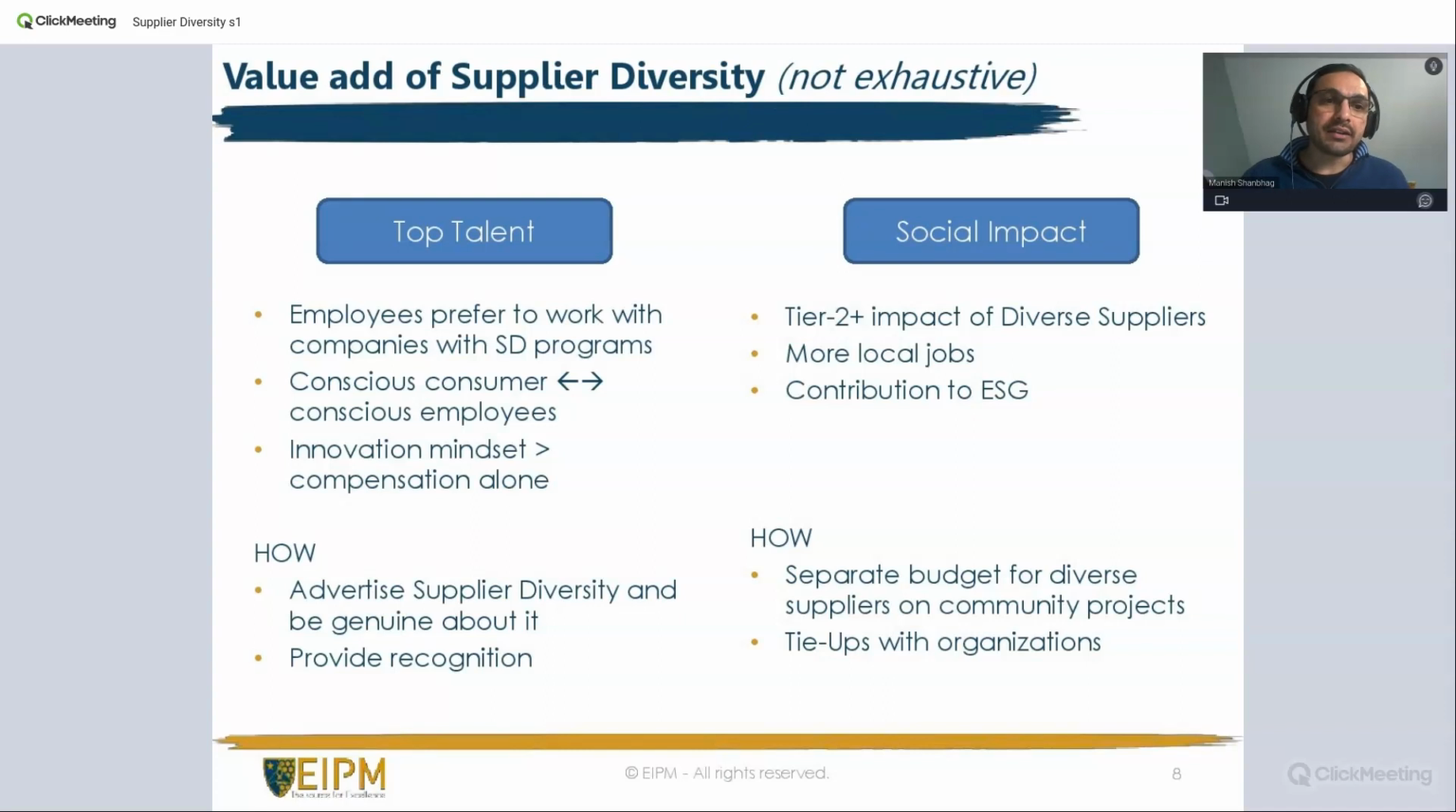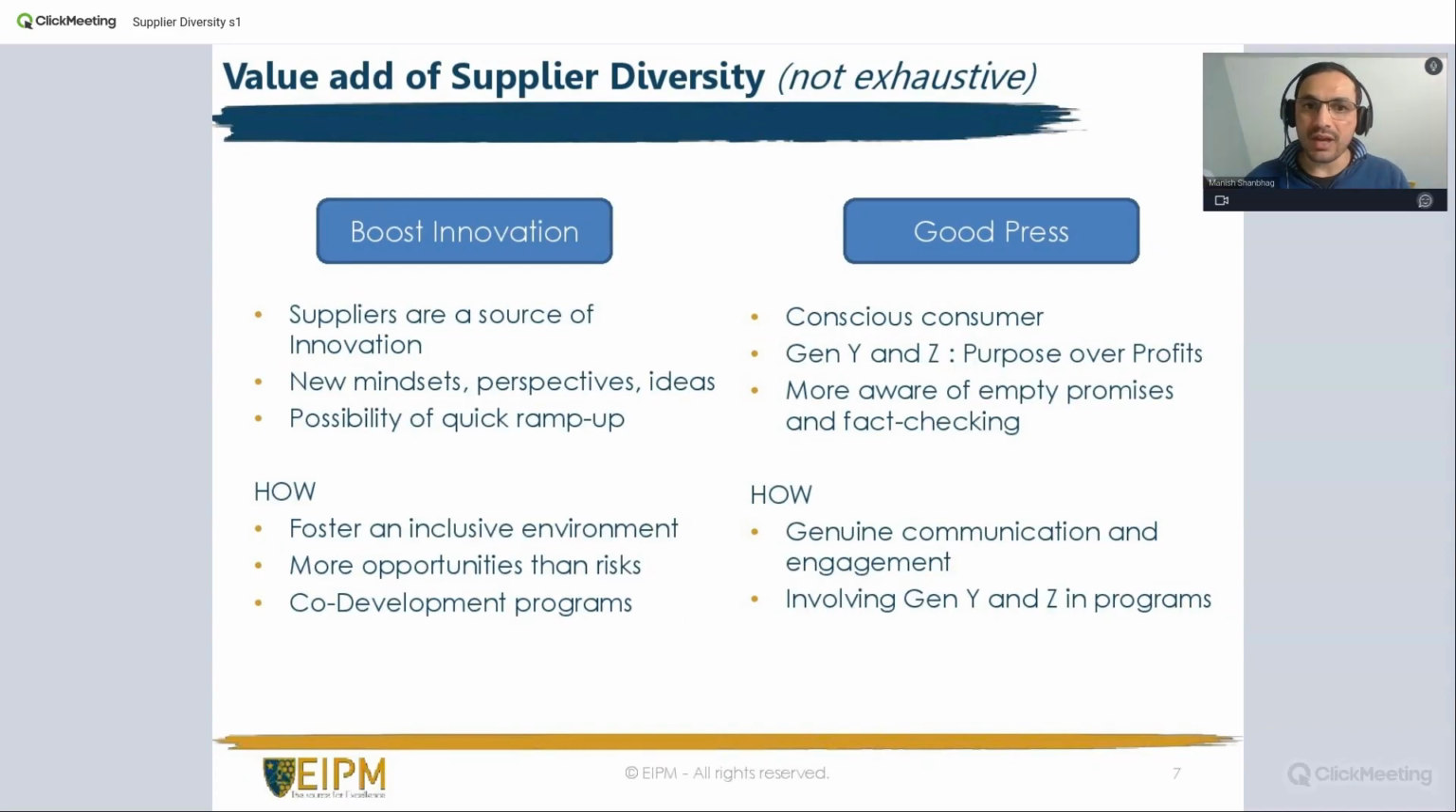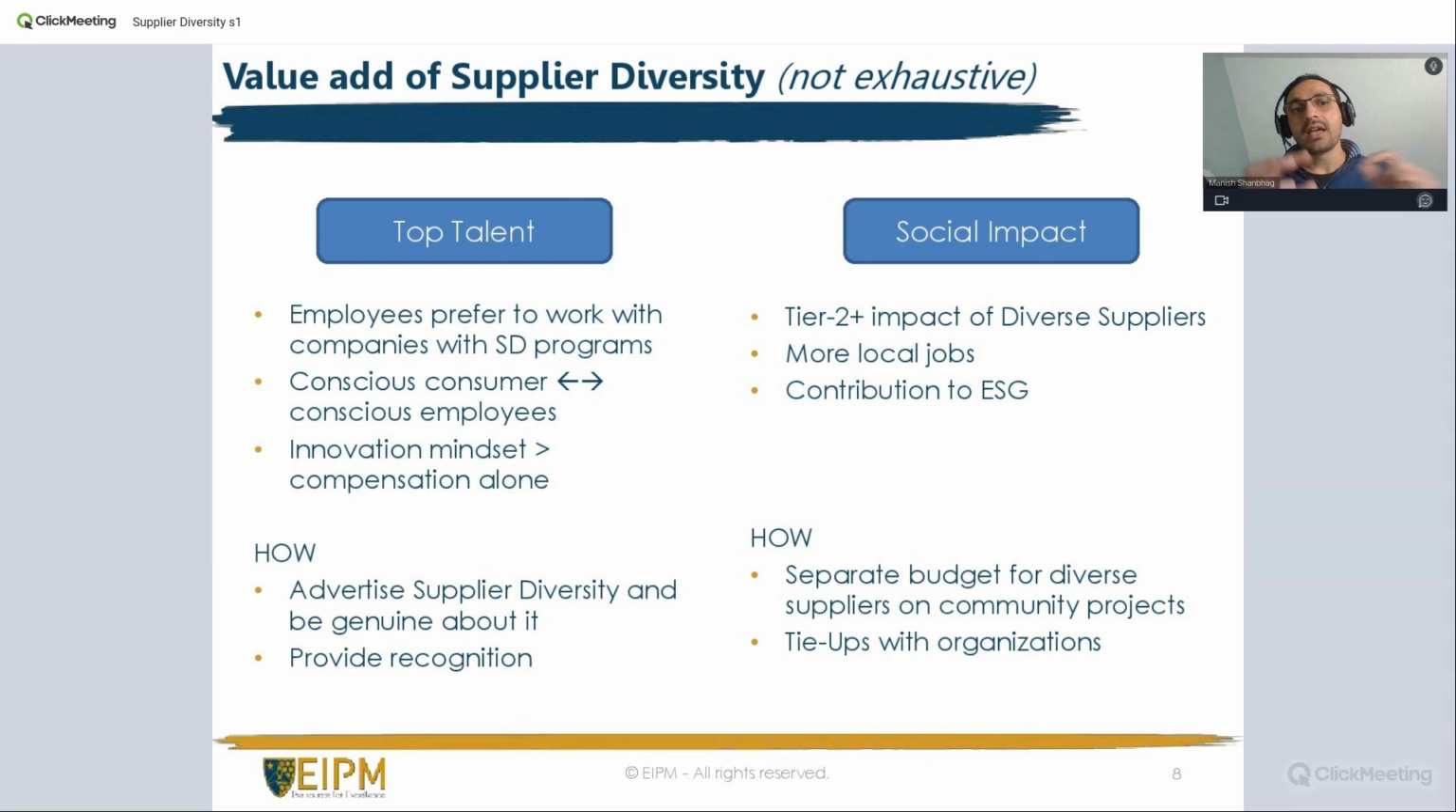On top, you have top talent. Employees also prefer to work with companies with supplier diversity programs. There have been plenty of surveys conducted, and employees are also, like we have seen here, Gen Y and Gen Z putting purpose over profits. Employees are also preferring to work with companies with supplier development programs. Okay, you have conscious consumers as well as conscious employees.